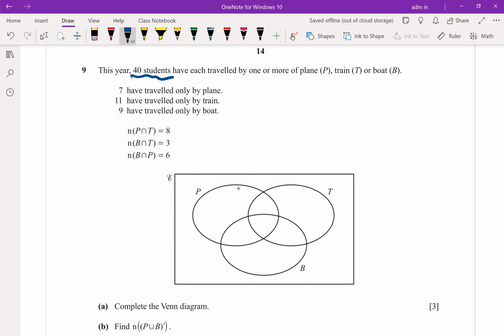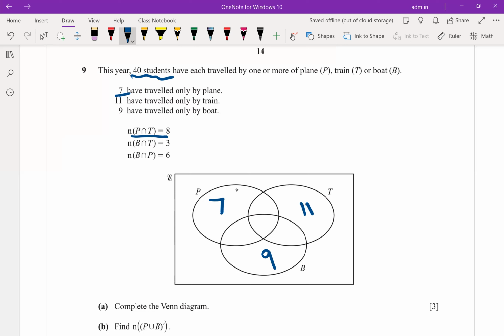7 have traveled only by plane. In which part do you write 7? It's plane only, so here, 7. 11 have traveled only by train. 9 have traveled only by boat. Is step number 1 clear? Then P intersect T is 8.